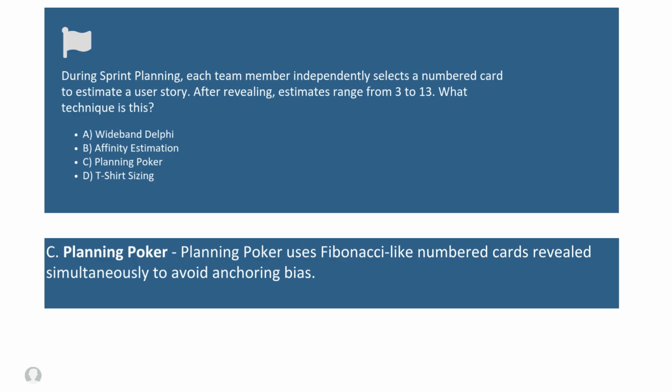All right, so now let's quickly look at the other options. Wideband Delphi also seeks expert consensus, but it does not typically use a numbered card revealed simultaneously. Affinity estimation groups similar items based on relative size or effort and is often used to estimate large backlogs. Then t-shirt sizing uses categories like small, medium, large, and extra large rather than numbered cards. So therefore, our correct answer was planning poker.